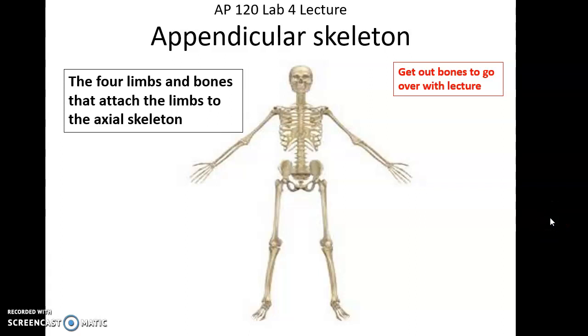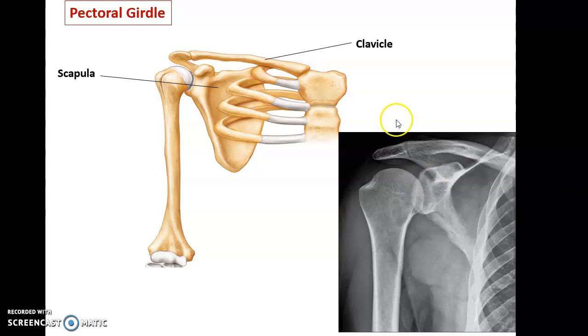Right, this is the lecture for Lab 4 on the appendicular skeleton. The appendicular skeleton is the bones that make up our four limbs and also the bones that attach those limbs to the axial skeleton. So the pectoral girdle is the structure, the two bones that attach the arms to the axial skeleton.